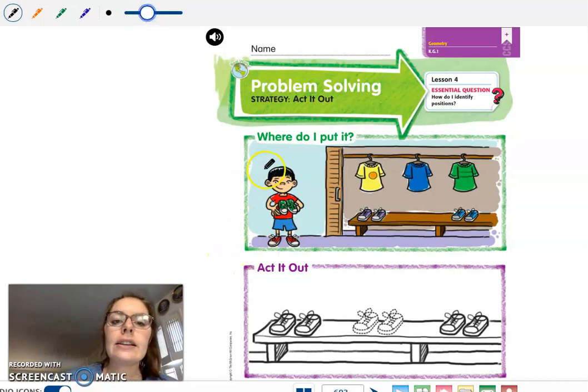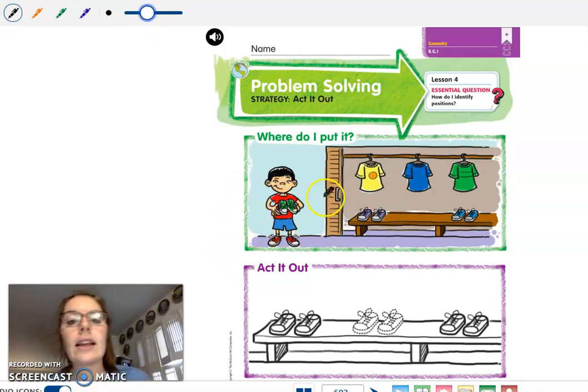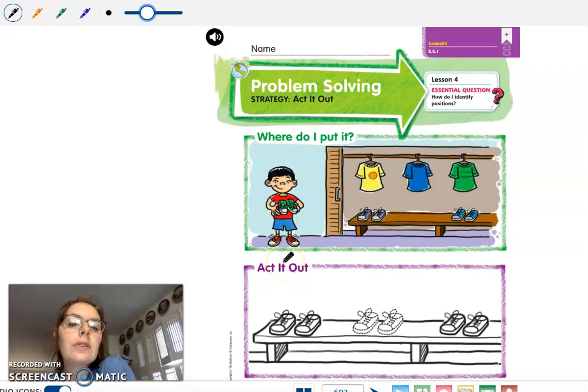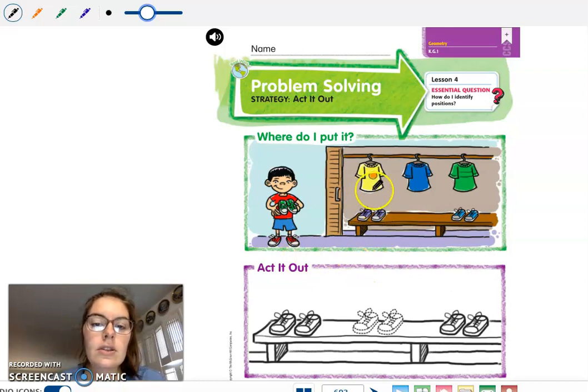Okay, so we see here this boy, and we see the closet, and there are 3 shirts and 2 pairs of shoes, and he has a pair of shoes in his hand. So where do you think he should put it? We see that these shoes are underneath shirts, right? So this shirt has shoes underneath it, and the green shirt has shoes underneath it. Does the blue shirt have any shoes underneath it? That's right. No, it doesn't.